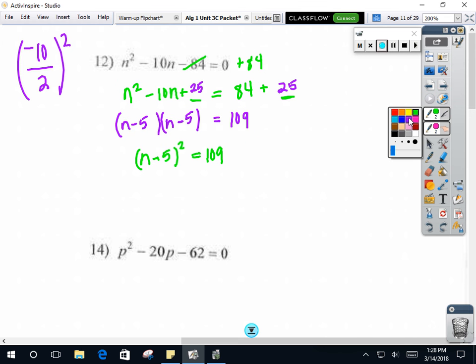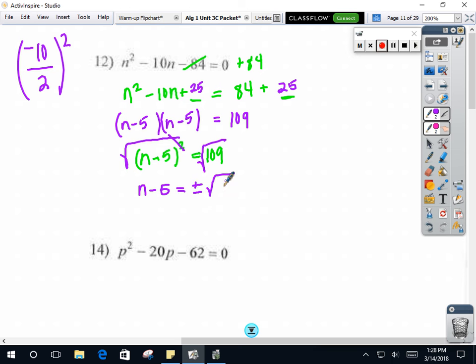So what is my next step? Square root it to cancel out the 2, and then square root this side. That now becomes n minus 5 equals plus or minus the square root of 109. And now the last step in getting n by itself is what? Add the 5. So now I have n equals plus or minus square root of 109 plus 5, or you may see it written on the test 5 first and then plus or minus the square root of 109. It's the same thing. You can write it in either order.